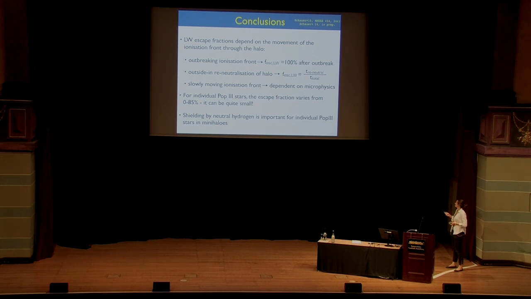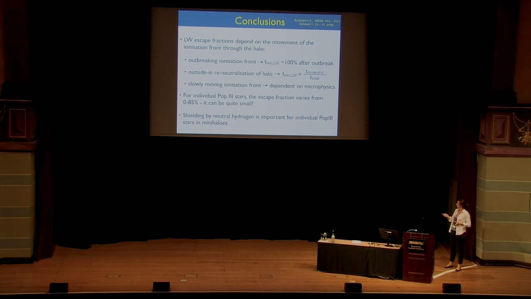And there I can approximate the Lyman-Werner escape fraction by the time when this re-neutralization is happening, divided by the total runtime of my simulations. And then I have the case where I have slowly moving ionization fronts, which are very much dependent on the buildup of a thin shell of molecular hydrogen, which is able to shield the rest of the halo from the Lyman-Werner radiation, and therefore this very much depends on the microphysics.